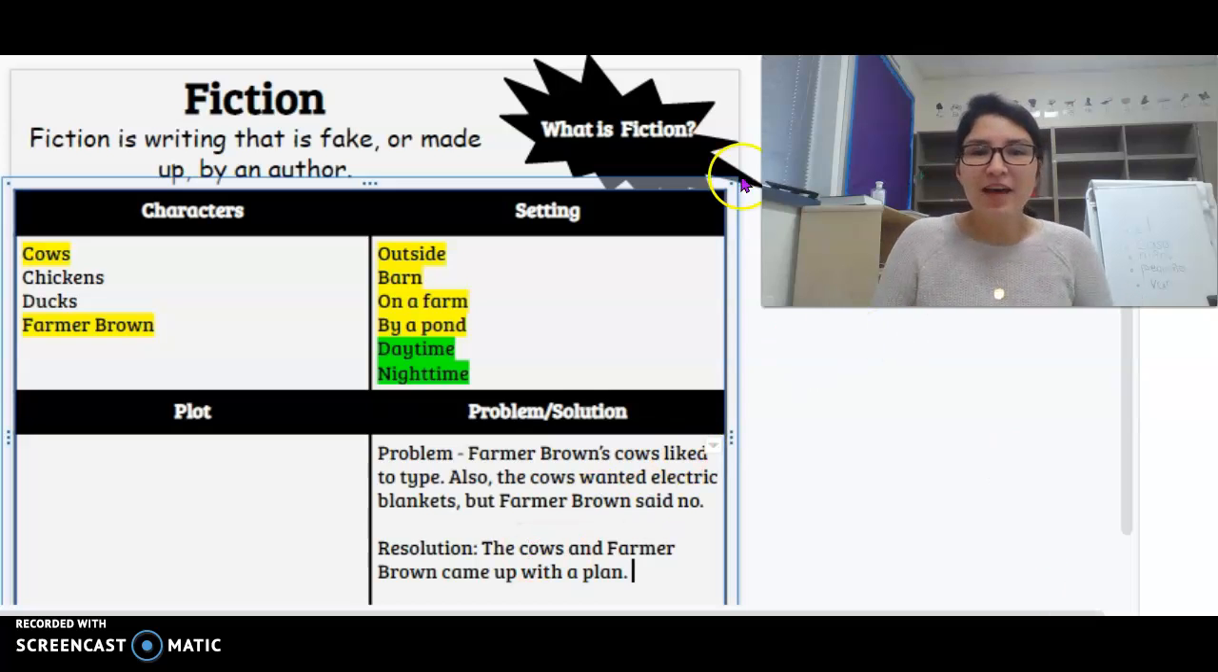All right, so that is fiction, okay? Remember, fiction is writing that is fake or made up by an author.